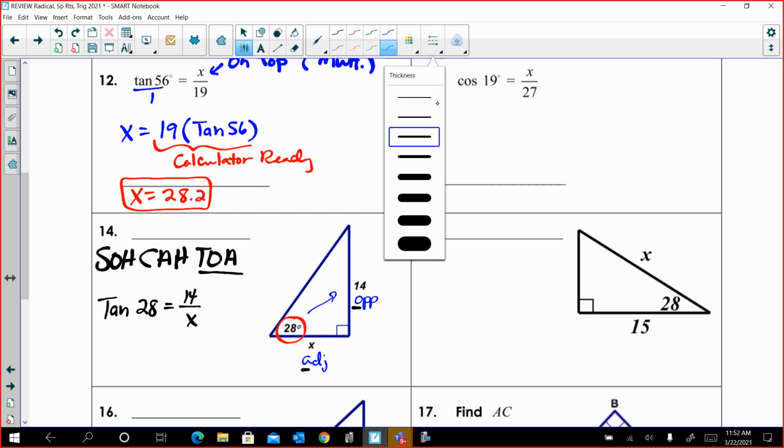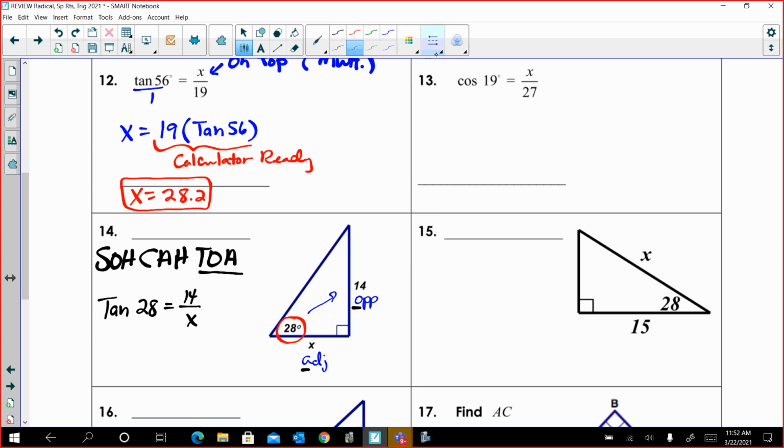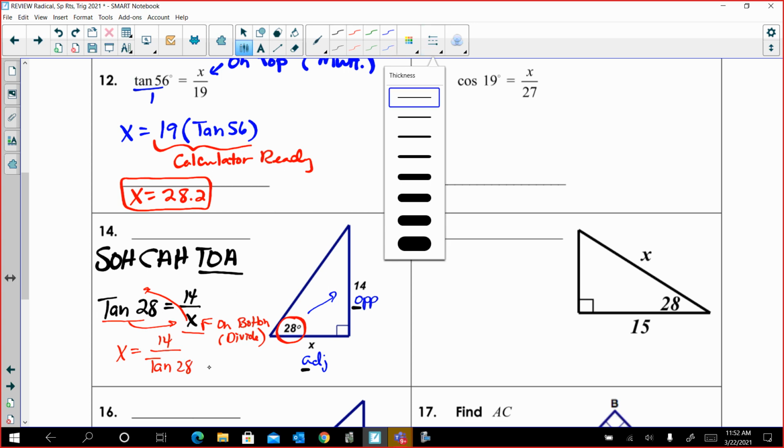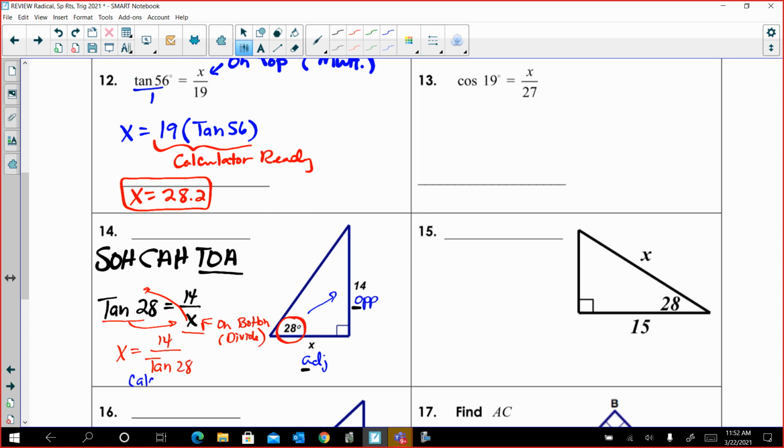And here, now we see, now this x is on the bottom. So when it's on the bottom, you divide. Another way to think of it is we're going to switch these two around. I'm going to put the x over here, and I'm going to put that tangent of 28 where the x is. So if I rewrite it, it's showing 14 divided by the tangent of 28. And then once you get to here, this is showing calculator ready.